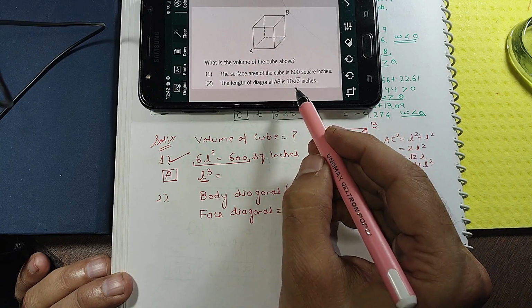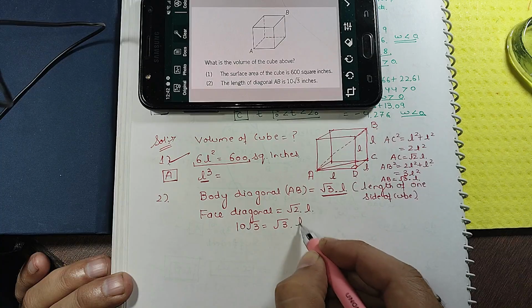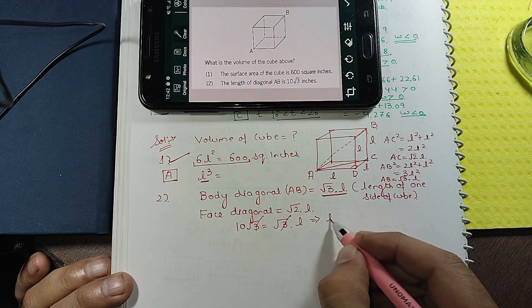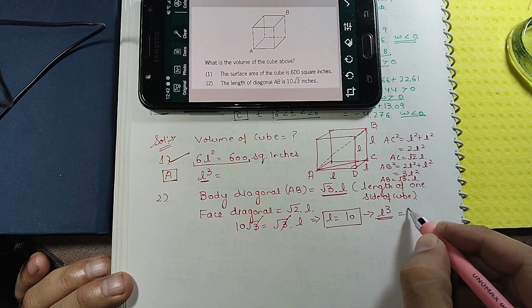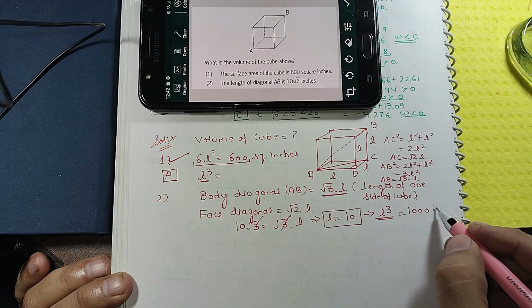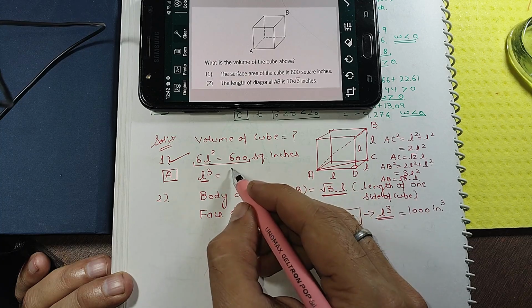So this has been given to be 10 root 3. So I can equate 10 root 3 equal to root 3 into L. So root 3 gets cancelled, giving me L equal to 10. From here I can just find the value of L cube, which will be equal to 1000 inch cube, right? Here also I can find this, that L square is equal to 100 and L comes out to be 10.